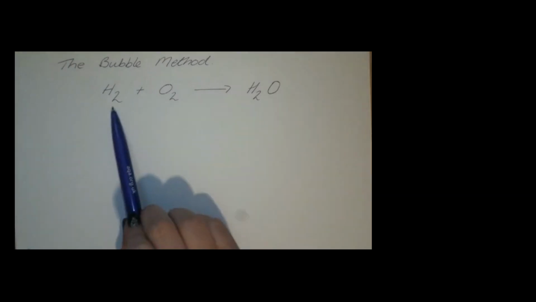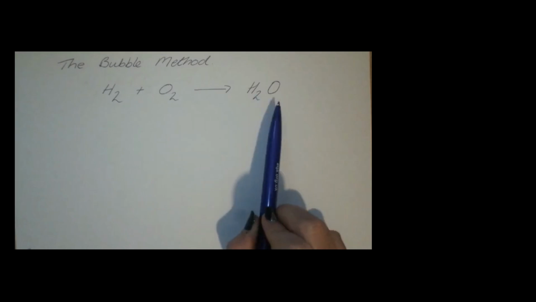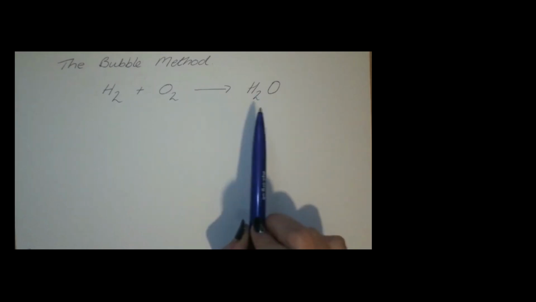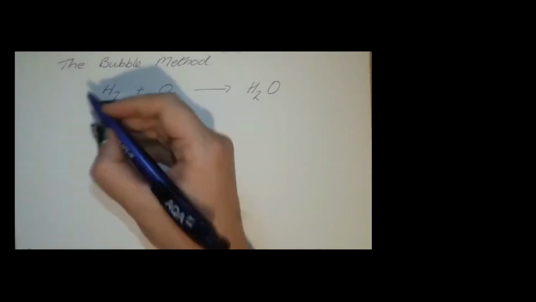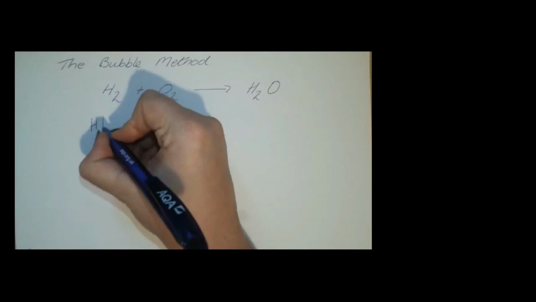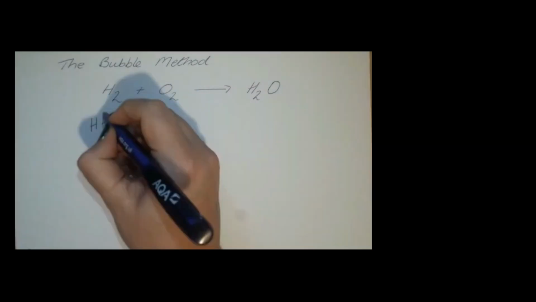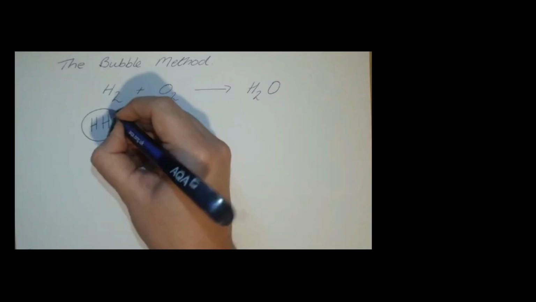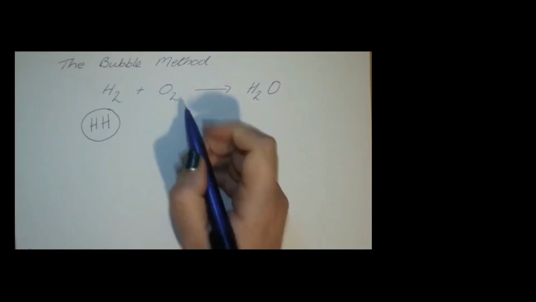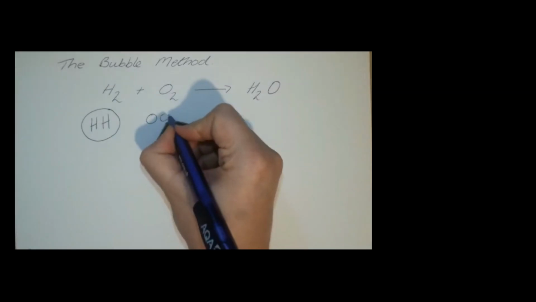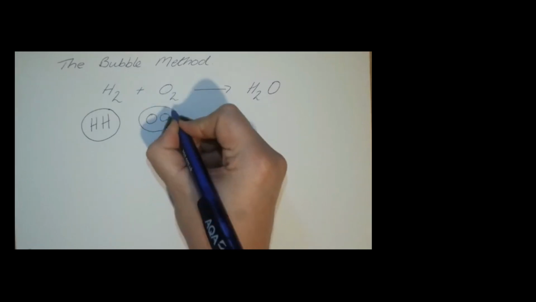So from my earlier video on conservation of mass, here is the same equation again, but I'm going to show you how to balance this one using what I call the bubble method. So here I've got H2 plus O2 goes to make H2O. The first thing we do with the bubble method is we write out what we have. So H2 means I've got an H and an H. Okay, so I've got two H's there, and I'm going to put them in a bubble. O2 means I've got an O and an O, and I'm going to put them in a bubble.